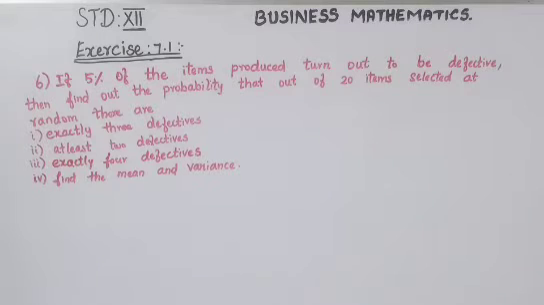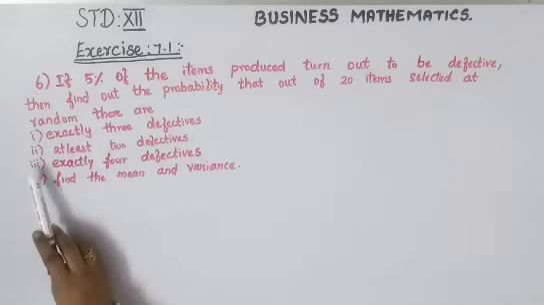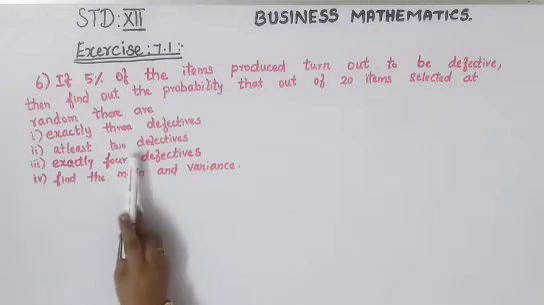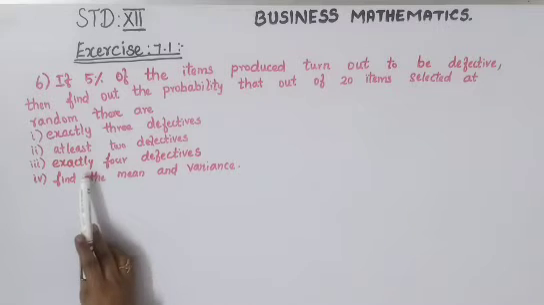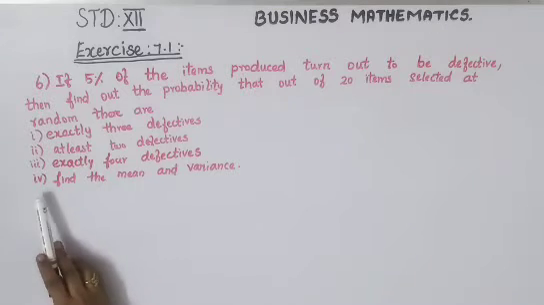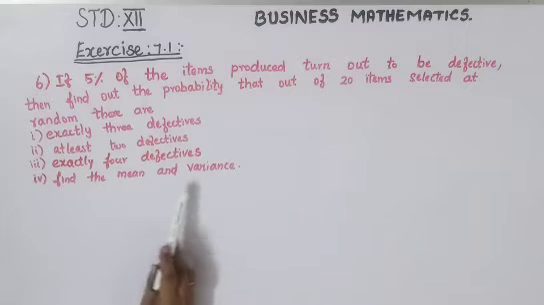Standard 12 Business Mathematics, Exercise 7.1. Sixth question. If 5% of the items produced turn out to be defective, then find the probability that out of 20 items selected at random, there are: first subdivision, exactly 3 defective; second subdivision, at least 2 defectives; third subdivision, exactly 4 defectives; and fourth subdivision, find the mean and variance.